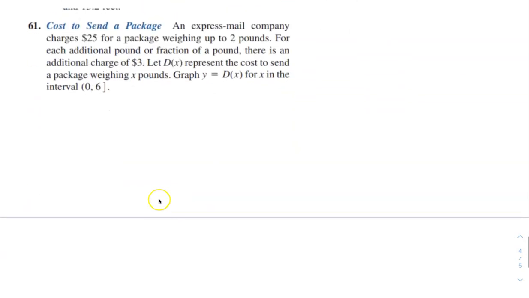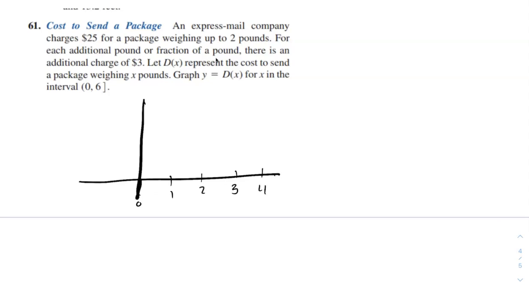Last one. An express mail company charges $25 for a package weighing up to 2 pounds. For each additional pound or fraction of a pound, there's an additional charge of $3. Let D represent the cost to send a package. Graph this from 0 to 6. So he wants to graph a round down function from 0 to 6. 0 starts at the origin, then 1, 2, 3, 4, 5, 6.